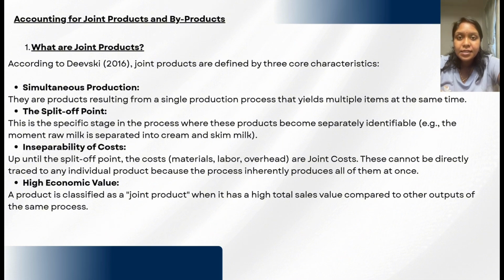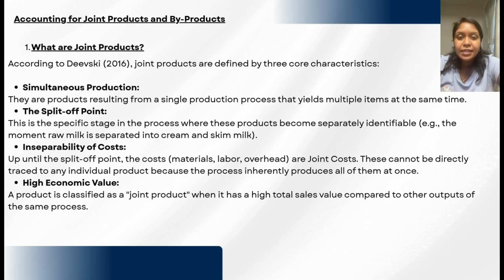The first characteristic is simultaneous production, meaning all products are created together in one process using the same materials and resources. The second characteristic is the split off point, which is the stage where the products become separately identifiable. Before this point, the products are combined, but after it, they can be separated and sold individually. For example, milk is separated into cream and skim milk.